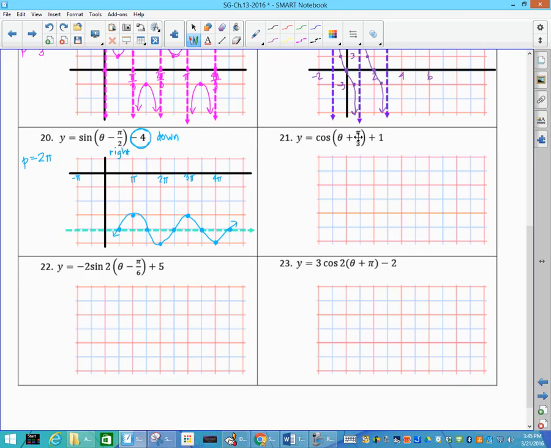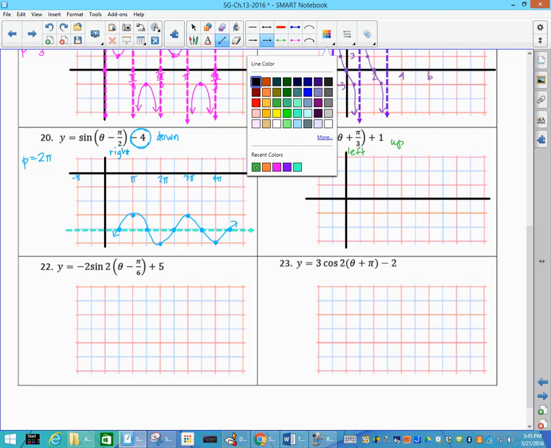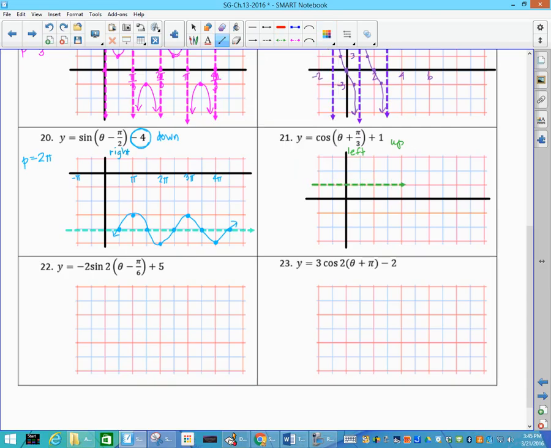Cosine, theta plus pi over 3. Plus pi over 3 means I'm going to the left. Plus 1 means I'm going up. So when I put my axes on here, I think I can handle staying where we've been, so I'm going to put that there. I'm going to go ahead and graph it. I put my midline going up 1, and I'm just going to go by ones here. So here's my midline. You don't have to label it if it goes by ones.